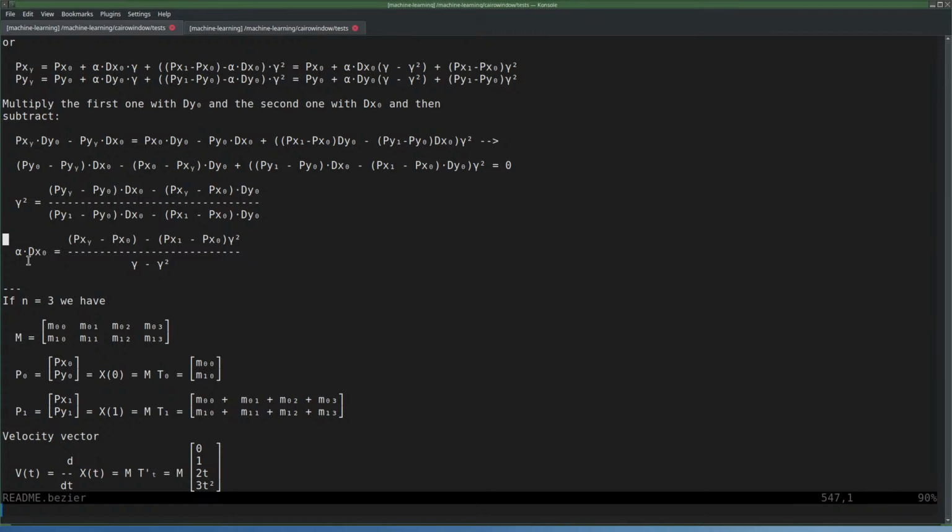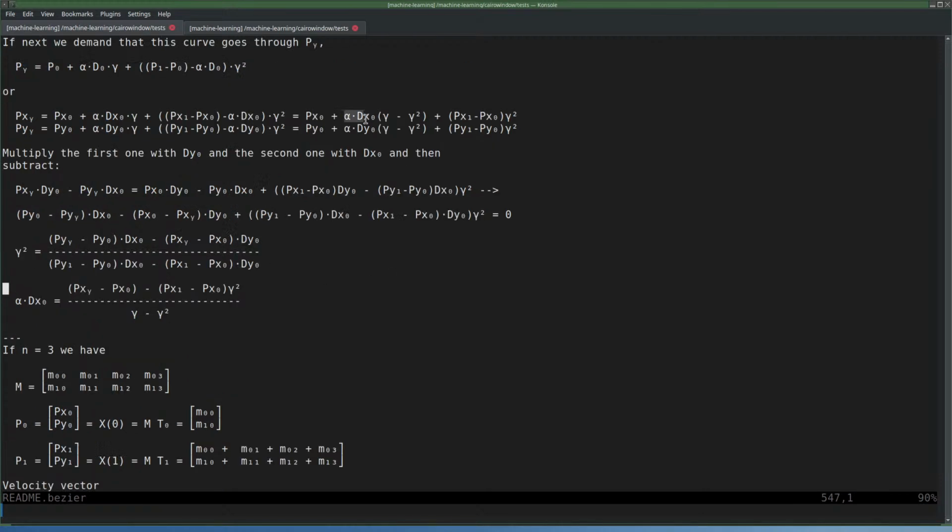Alpha dx0, that came from here, equals px gamma minus px0 minus px1 minus px0 gamma squared, everything to that side, divided by gamma minus gamma squared. Looks good.